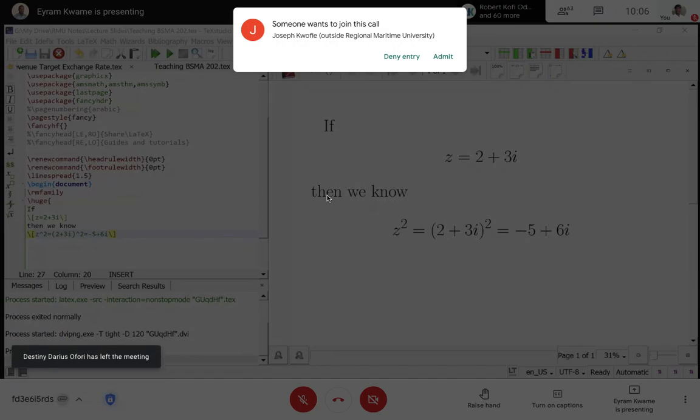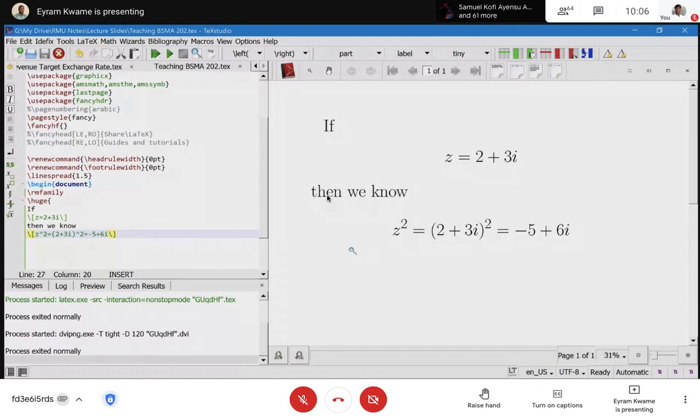If this is equal to 2 plus 3i. Please, I cannot hear anything. If I'm sharing something with you and I'm asking you a question, I'm not sure why you wouldn't even communicate.